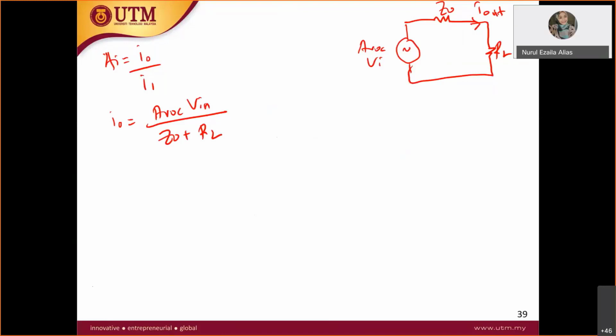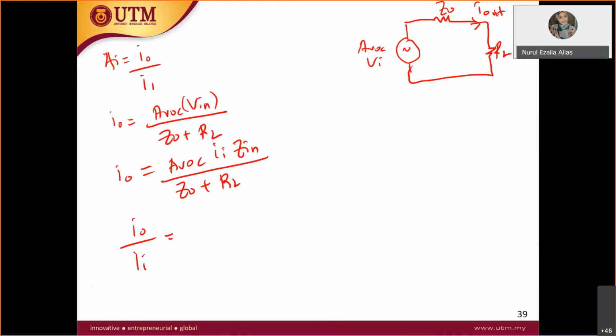From here, V in we have derived previously: AVOC equal to I in Z in. So this is V in, over Z out plus RL, and this is your I out. So I out over I in, from the right you take out to the left, you will get that AVOC is equal to Z in over Z out plus RL. So that's how you derive your current gain, same like in the common emitter previously. That's it for the I out and I in.